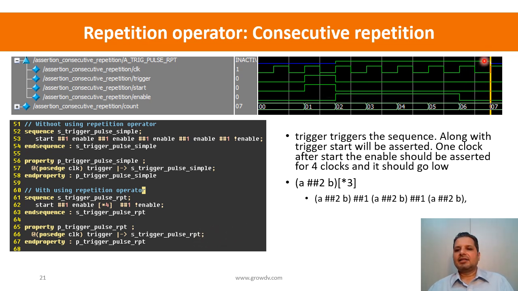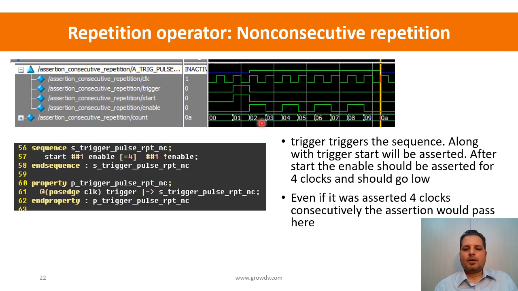Now at this point we again expect the start to come in, enable to hold true for 4 clock cycles, and then again go low for 1 clock cycle. So that repetition has to happen consecutively, immediately at the end of this, the next one starting, and then the property will be satisfied. So you can use the repetition operator with the sequence as well as with the Boolean expressions.